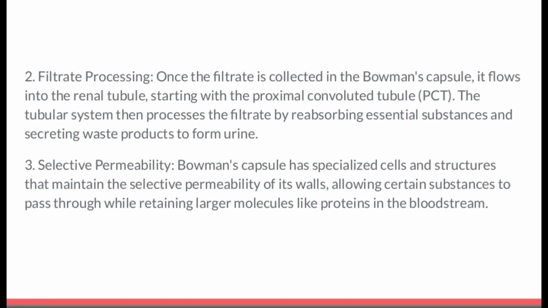Filtrate processing. Once the filtrate is collected in the Bowman's capsule, it flows into the renal tubule, starting with the proximal convoluted tubule. The tubular system then processes the filtrate by reabsorbing essential substances and secreting waste products to form urine. Selective permeability. Bowman's capsule has specialized cells and structures that maintain the selective permeability of its walls, allowing certain substances to pass through while retaining larger molecules like proteins in the bloodstream.